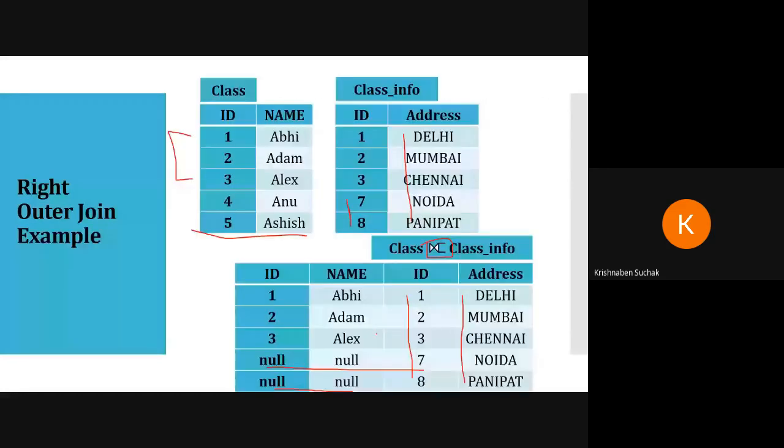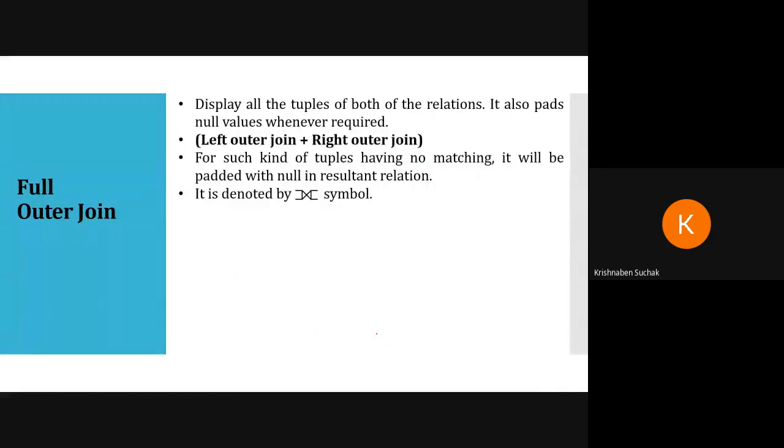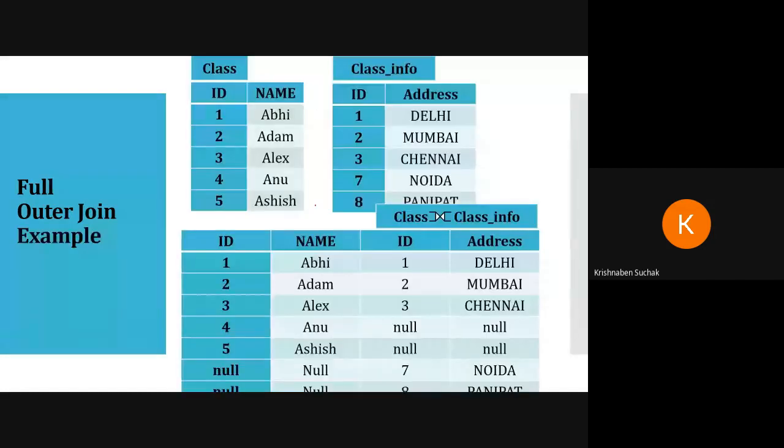Now we have completed left outer join and right outer join. Now we are moving to full outer join. What is full outer join? It displays all the tuples of both relations. This is the sign of full outer join. It will display the right as well as the left outer join both. Now let us see this example. We saw what output it gave in left and right outer join. Now in full outer join, what output will it give us?